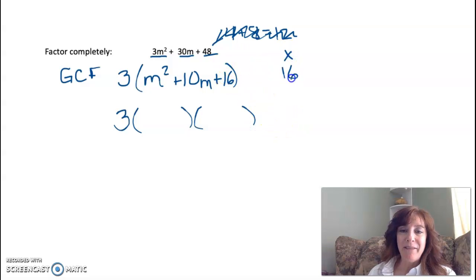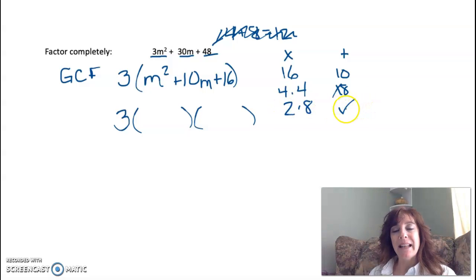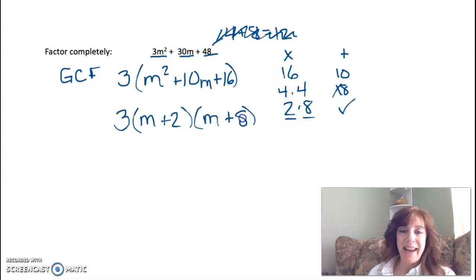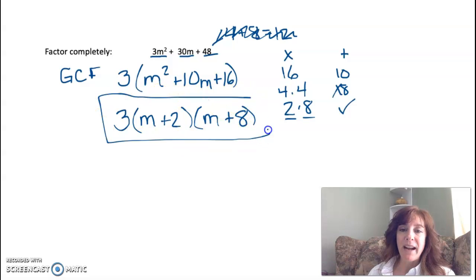What multiplies to give me positive 16 and adds to give me positive 10? Well, 4 times 4 makes 16, but 4 plus 4 adds to be 8, so that's not right. 2 times 8 is 16, and 2 plus 8 is 10, so that works. So I come back to my binomials. M squared is my first term, so my binomials will begin with m, and they will end with these 2 factors, plus 2 and plus 8. This is the trinomial factored completely.